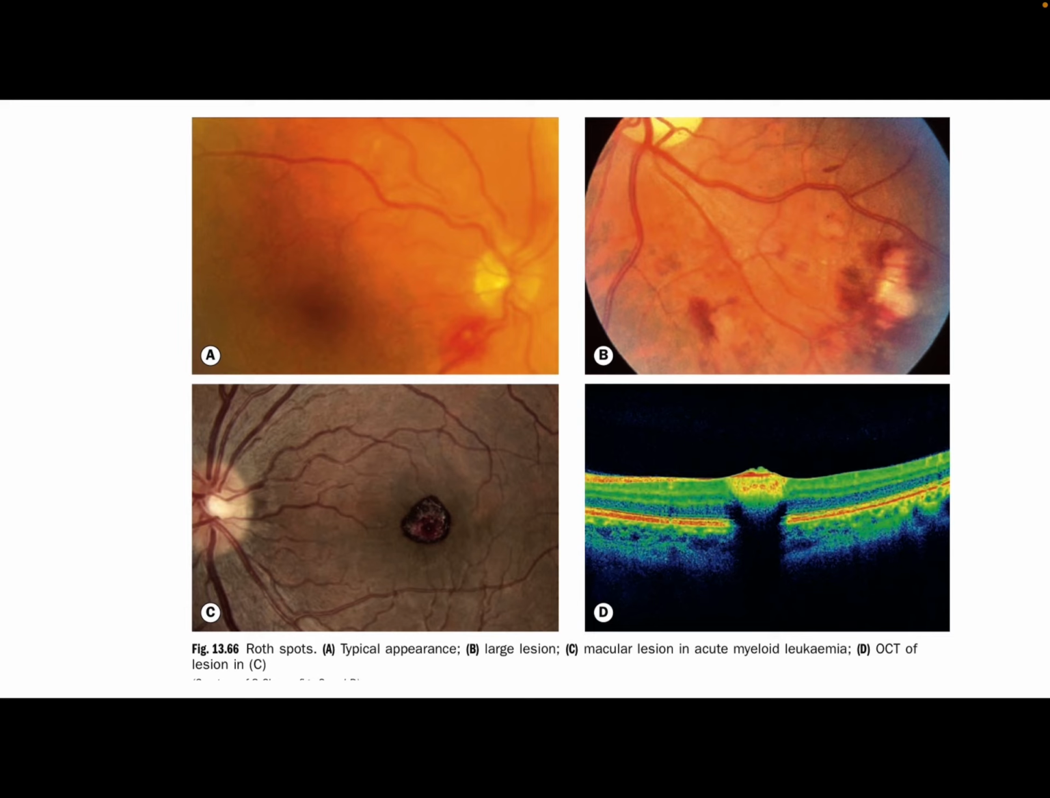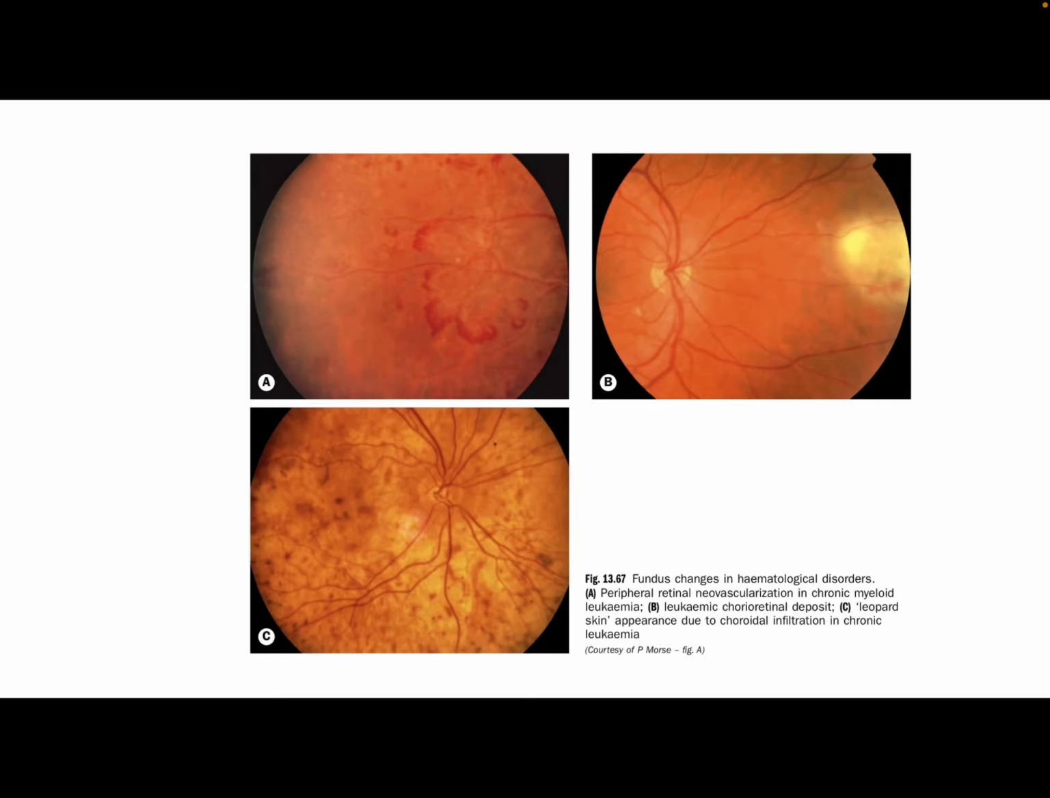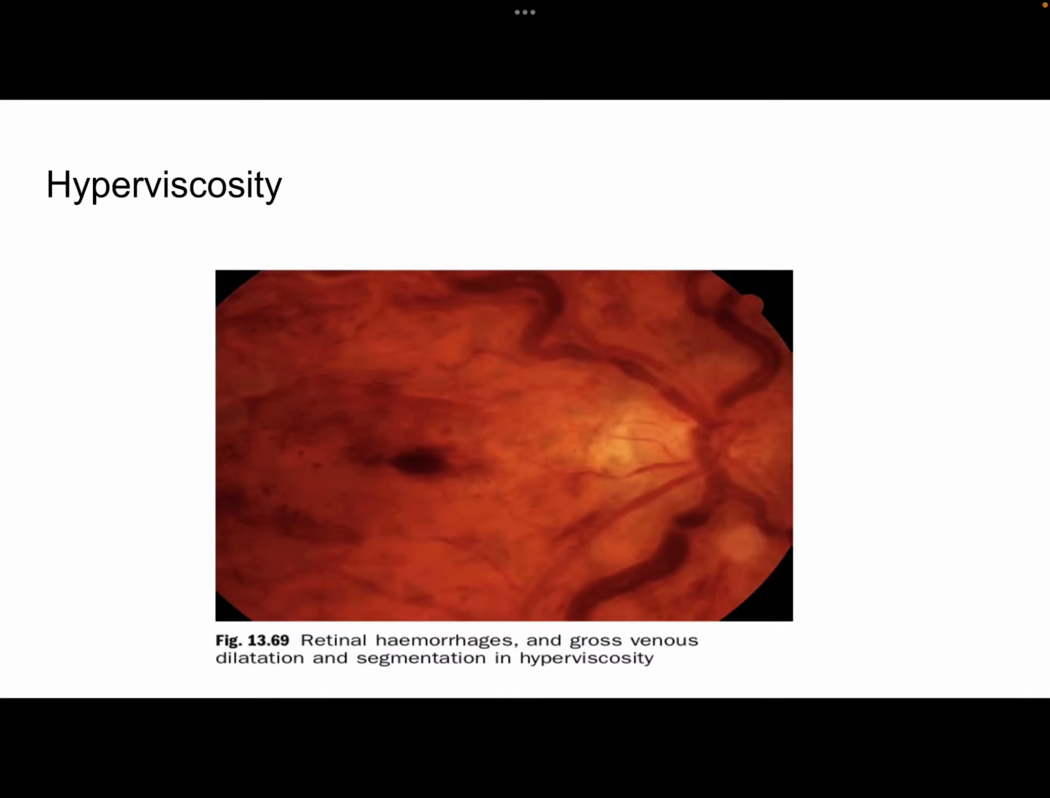And we can see a few macular lesions. Macular lesions are seen in acute myeloid leukemia. Then C5 neovascularization, which is common in chronic myeloid leukemia. Then image C shows a leopard skin appearance because of choroidal infiltration in chronic leukemia. For management, we observe, and if there is any vitreous hemorrhage post neovascularization or tractional RDs, then that is treated by laser therapy. Otherwise, it's only observation.